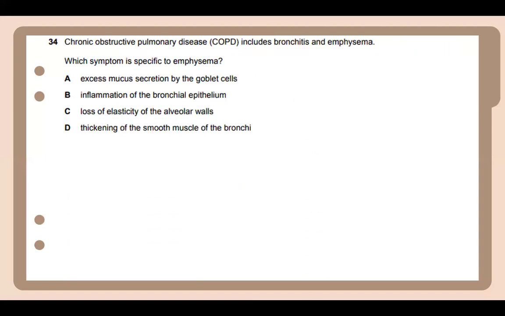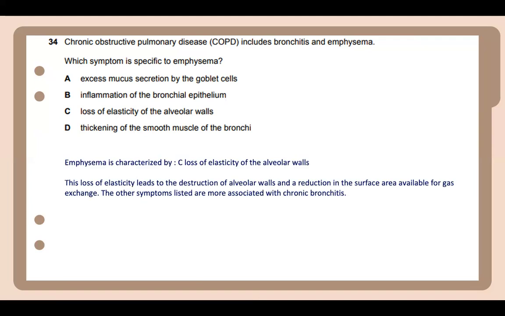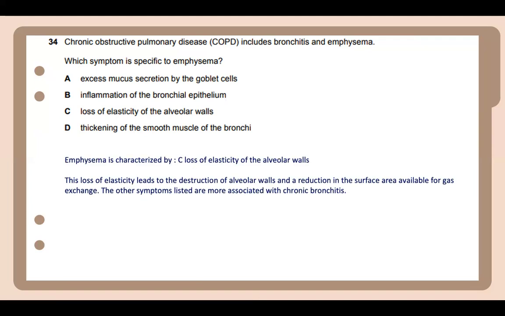Chronic obstructive pulmonary disease, so-called COPD, includes bronchitis and emphysema. Which symptom is specific to emphysema? Emphysema is characterized by loss of elasticity of the alveolar walls.